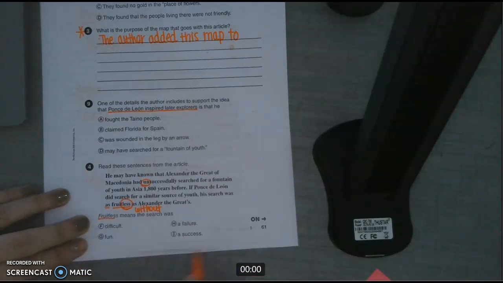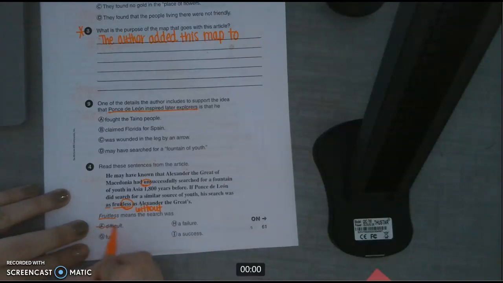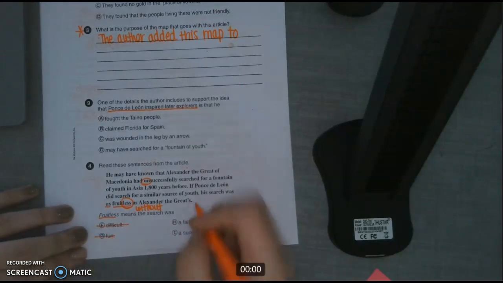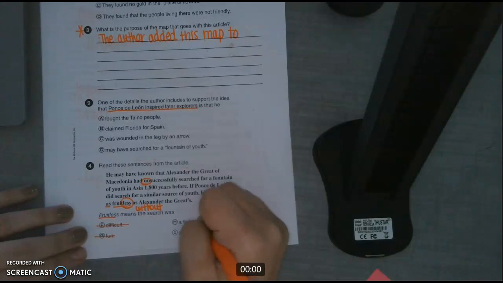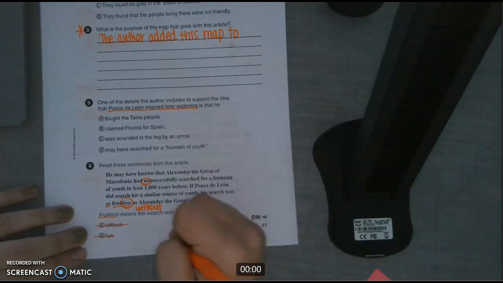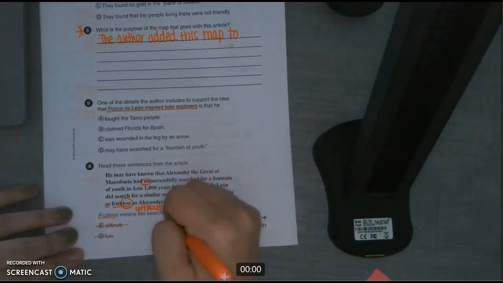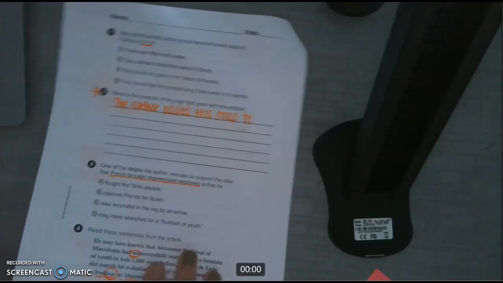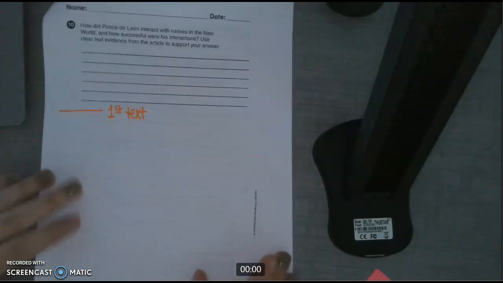So which answer is the best? Means that the search was difficult? No. Was it fun? No. Was it a failure? Well, if it doesn't have success, maybe it's a failure. It absolutely was not a success, so H is the best option. Wow, we've already answered so many questions without even reading.